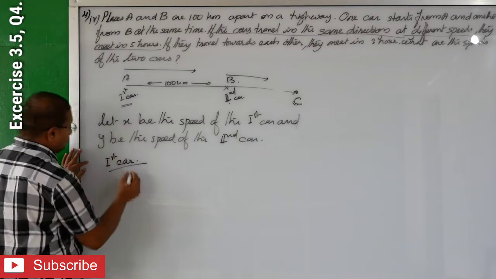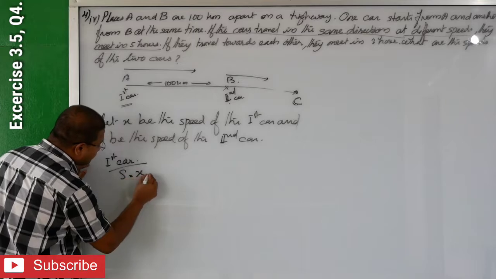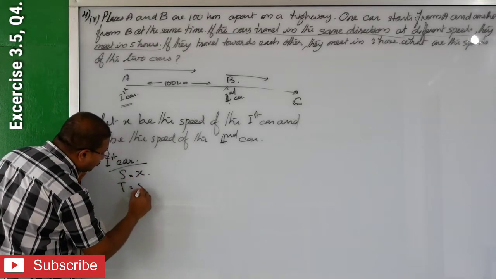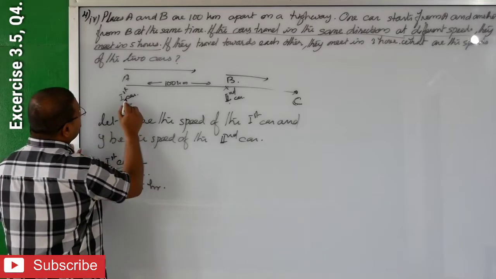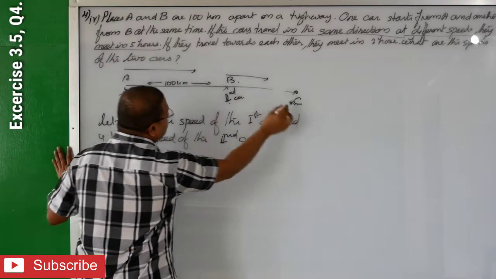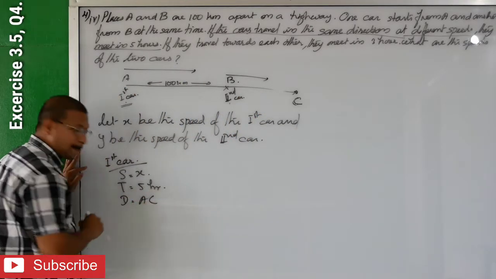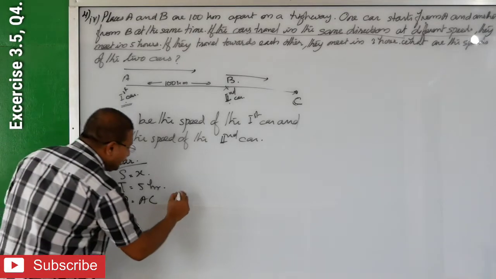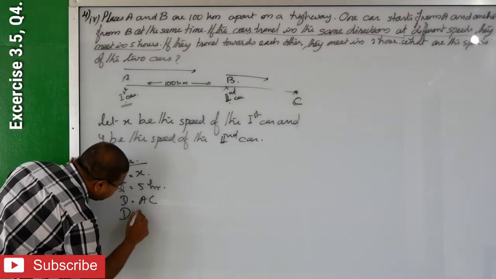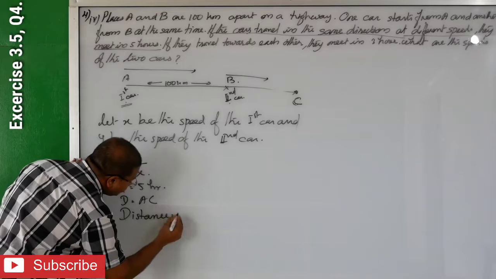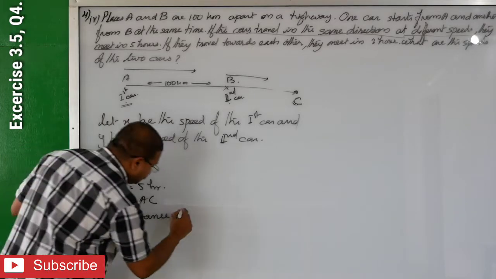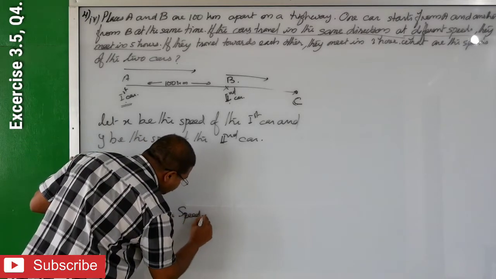What happened? The speed is x and the time it took us is 5 hours. Now what do you want? The first car travels A to C. That means the distance will be AC. But we know that distance equals speed into time.